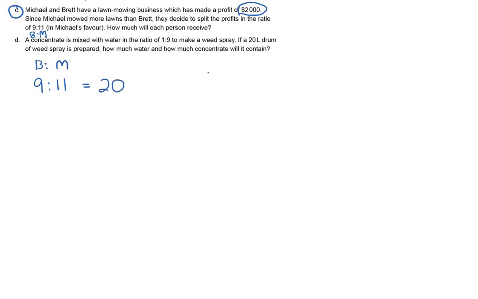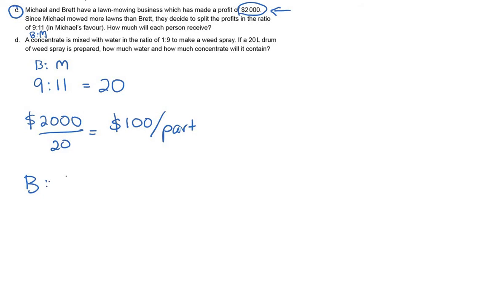So I'm going to show you one way of doing it. This is called a unitary method. So basically, I'm going to divide my $2,000 by the number of parts to find out how much each part is worth. So if I go $2,000 divided by 20, that means each part is worth $100. So now it's really simple.